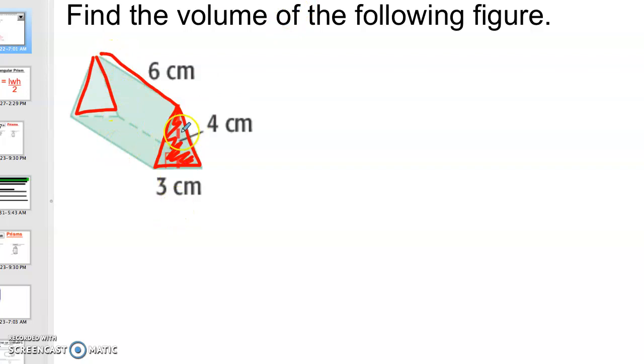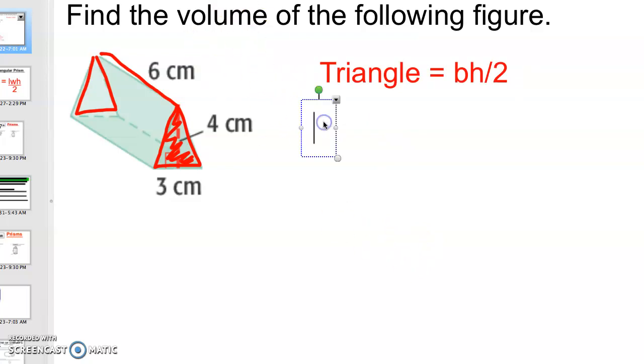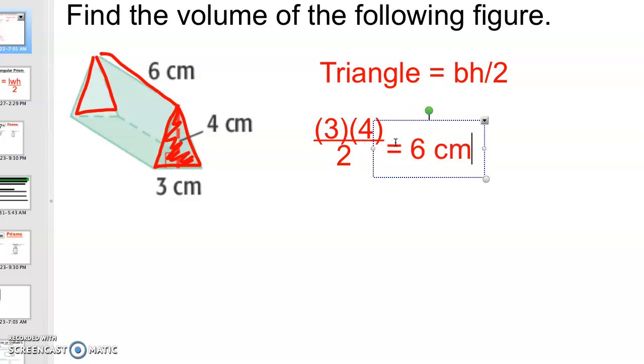So first we're going to find the area of the base of the triangle. So to find the area of a triangle, that's base times height divided by 2. Okay, so let's go ahead and do that. So base times height divided by 2. So 3 is the base of the triangle. The height of the triangle is 4, so that's 3 times 4. And then we're going to divide that by 2. 3 times 4 is 12. 12 divided by 2 is 6. So the area of just the triangle is 6 centimeters squared.